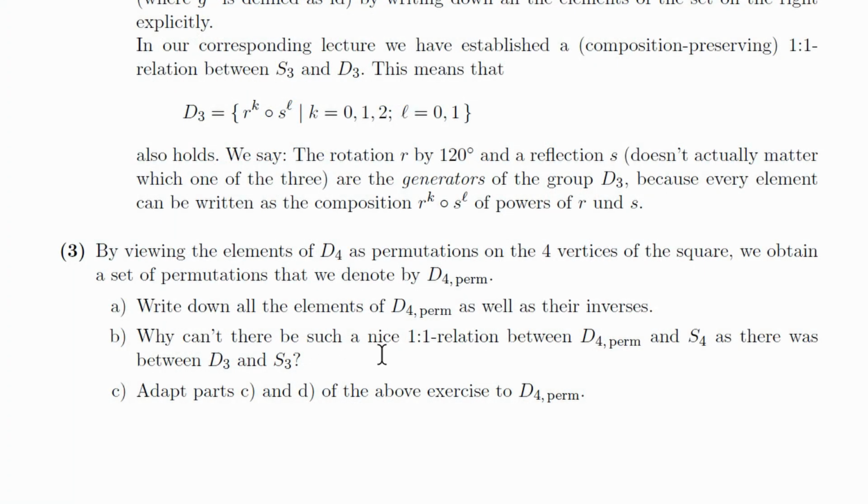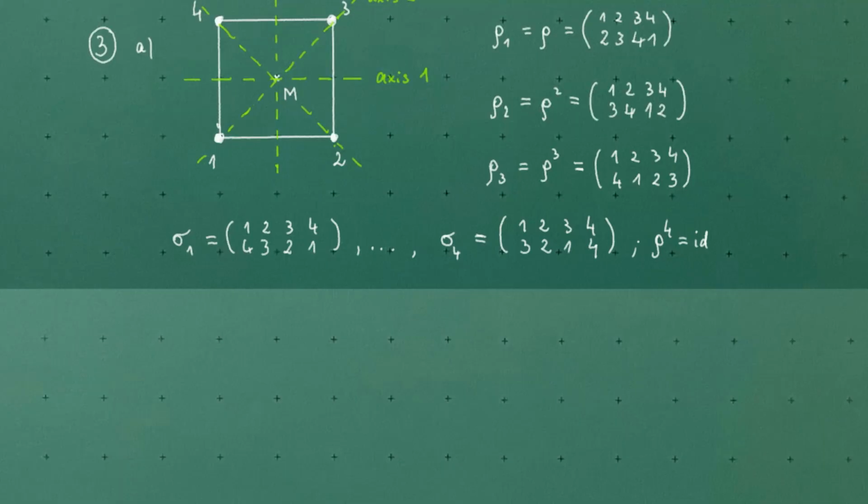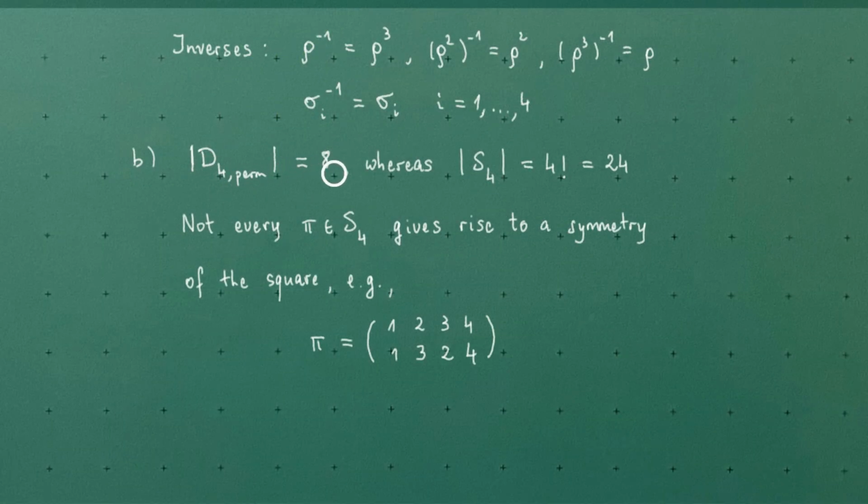So in part B, remember we had a nice one-to-one relation between D3 and S3. Maybe there is something similar with this permutation group and the symmetric group on 4 elements. Unfortunately, there is not, because D4 contains only 8 elements, as we have seen before, but the symmetric group on 4 elements contains 24 elements.